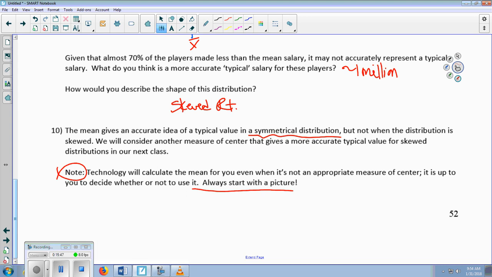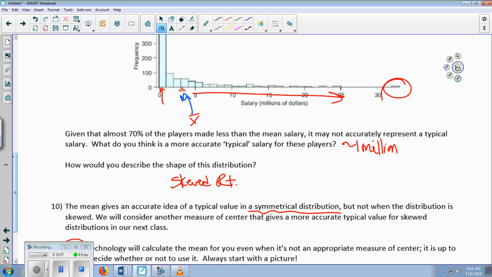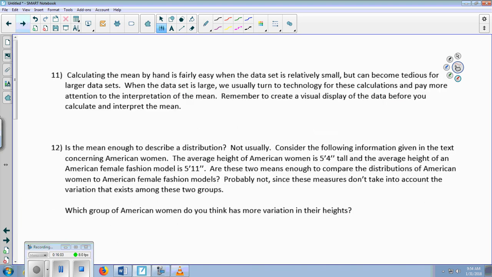So if you have symmetrical data, you're going to use the mean. In section 3.3, we're going to talk about another measure of center. That's the appropriate one to use when you're looking at a data set that's skewed. So for now, we've only covered the mean, but remember, you're always going to look at a picture.